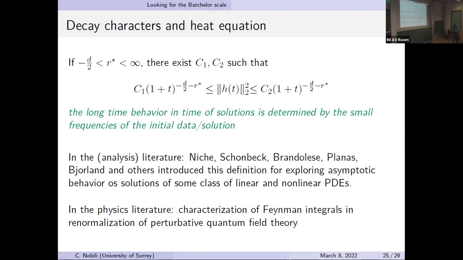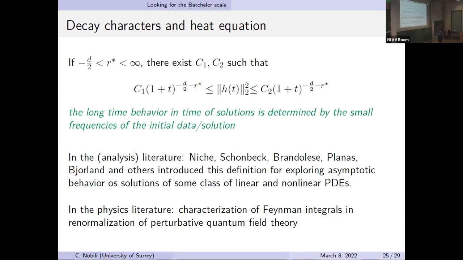Now, if you consider an initial data with decay character R star, and you just consider the heat equation, you see how the long time behavior of the solution is determined by this initial data. Clearly, if you would not have this restriction and you take just L2 initial data, you would have that the decay is -d/2. But instead, if you consider this particular decay character, this class of initial data, you see that something is changing at the level of the behavior for long time. The long time behavior of solutions is determined by the small frequencies of the initial data, right?